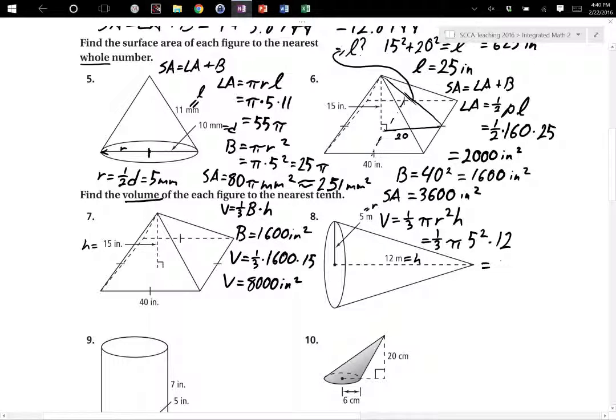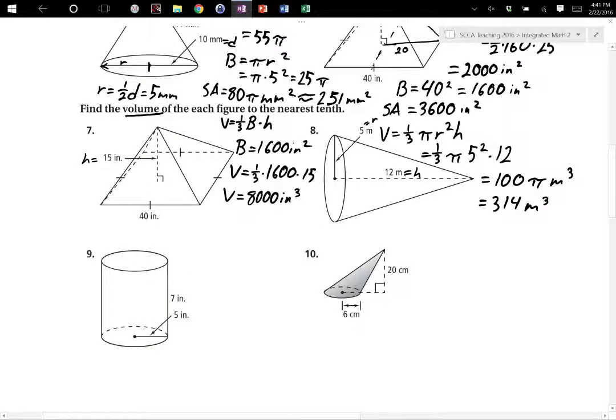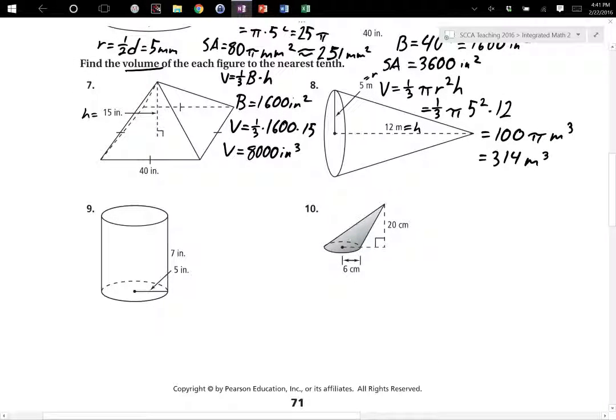So I get 100 pi meters squared, or to the nearest tenth, using pi as 3.14, 314 meters squared. Here I am, I'm a bad teacher. I messed up my units. This is volume. These are volume units, so it's cubed.